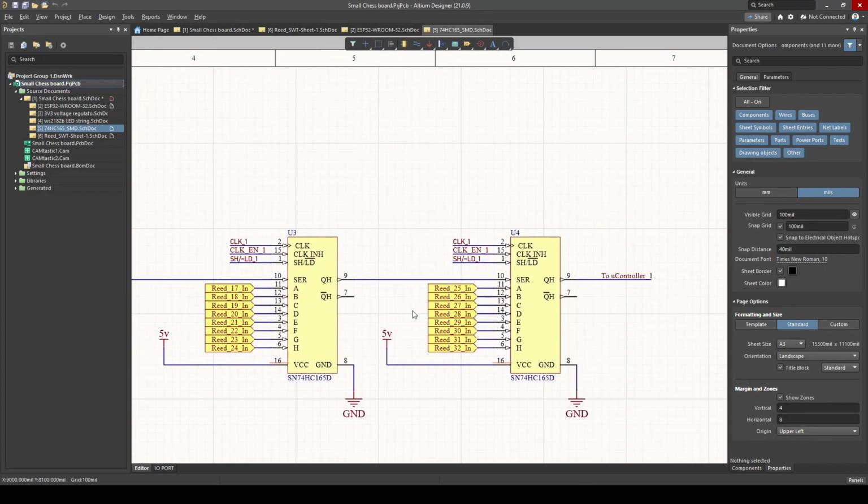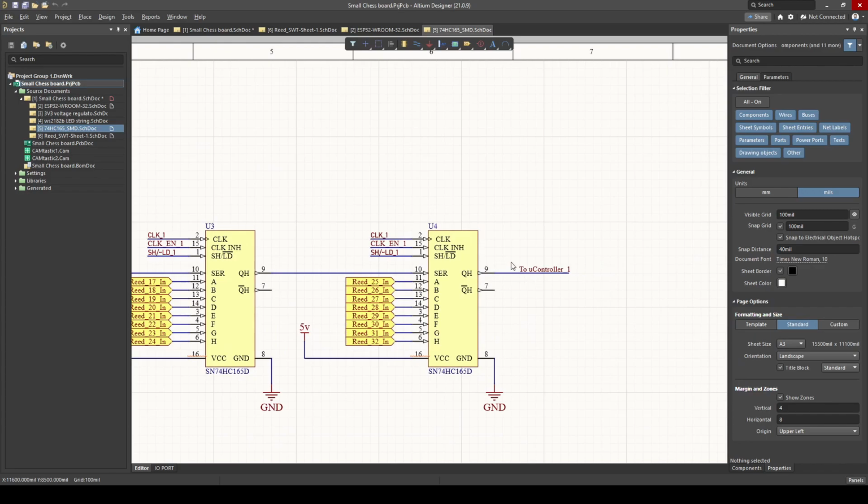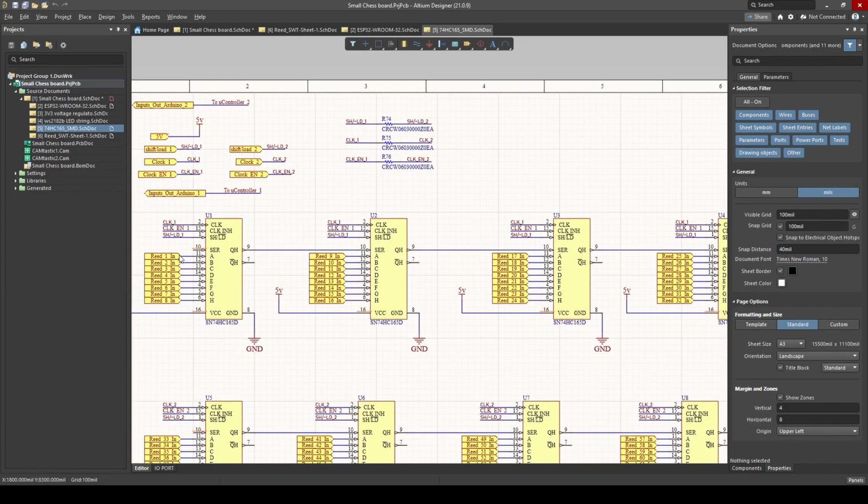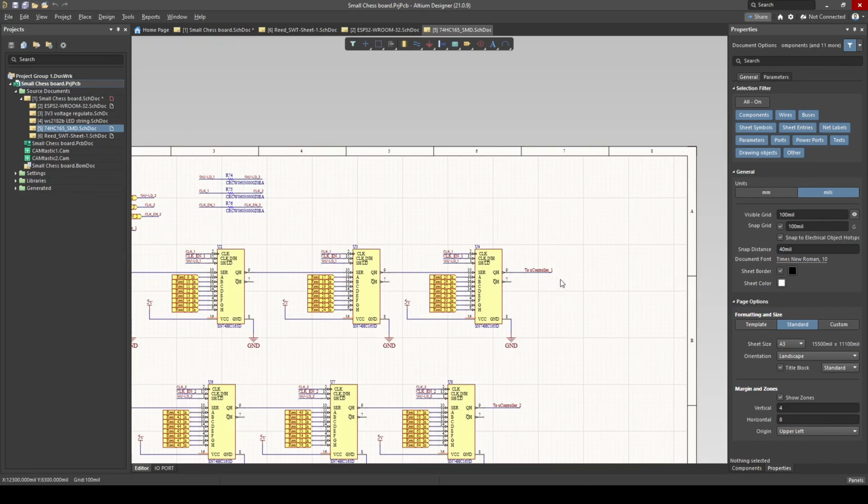And then at the end, this information, QH, will go to my microcontroller and my program will interpret the register that this sends out. So all the states of these reed switches will be in a single line of information that we have to find out how to read on the ESP32.